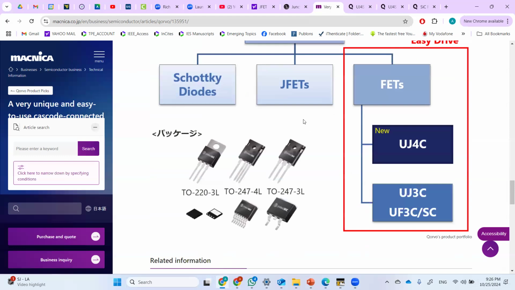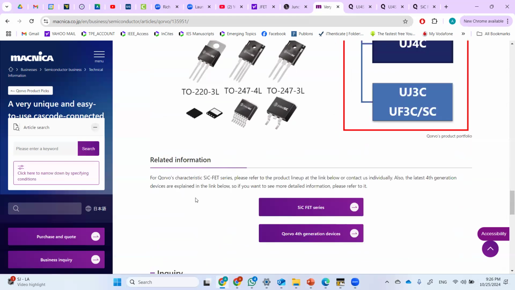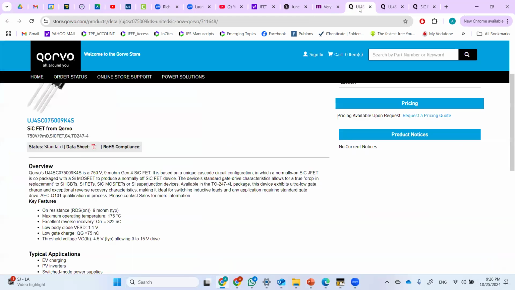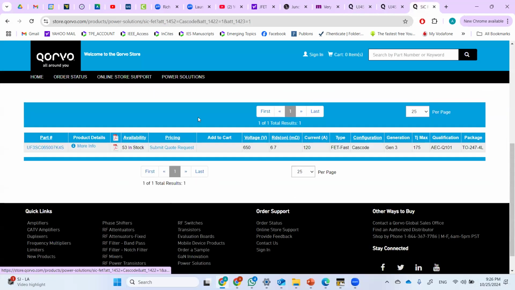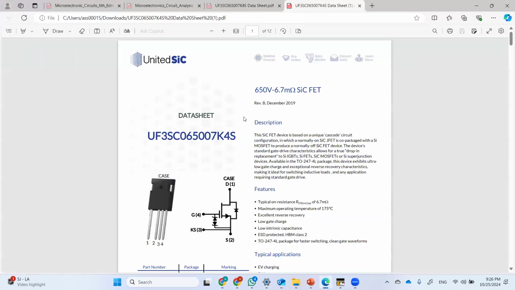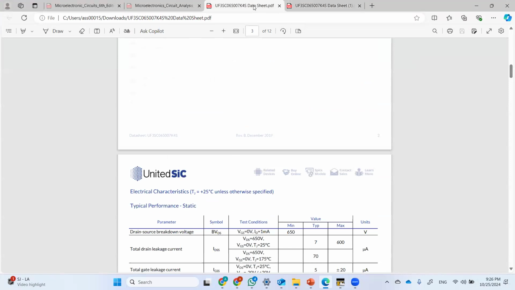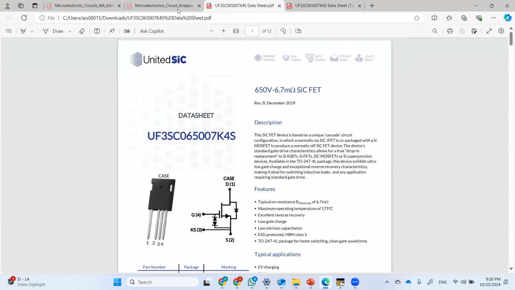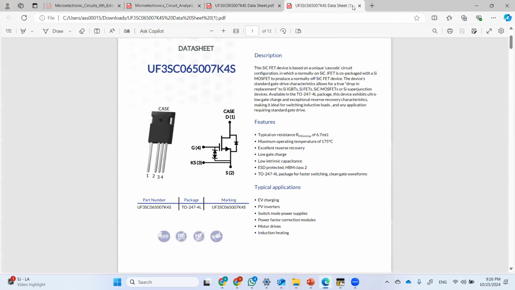I'm currently working on one like that in the market in a TOLL package. The TOLL package is not shown up here, but I can show you that in another data sheet. Let's see this one, for instance. Yeah, this is not the one I need. There's another. Okay, it's not here, guys, but the TOLL package.